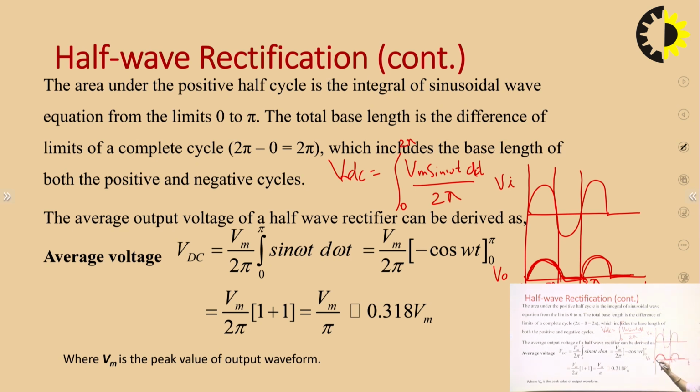Now, we can see from 0 to pi there is Vm sin omega t, but from pi to 2 pi it is 0. So, this expression reduces to this form: from 0 to pi it is Vm sin omega t, plus from pi to 2 pi it is 0. That is why it is not written here, but actually it exists, and its value is 0. After solving this integration, the VDC value in case of a half wave rectifier is Vm upon pi, that is equal to 0.318 Vm.